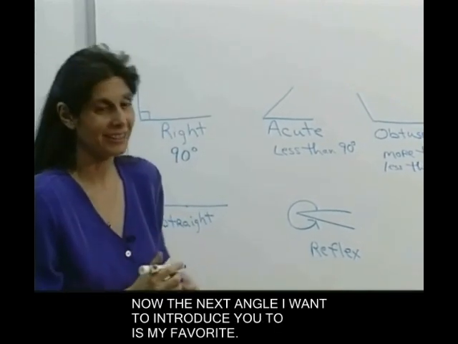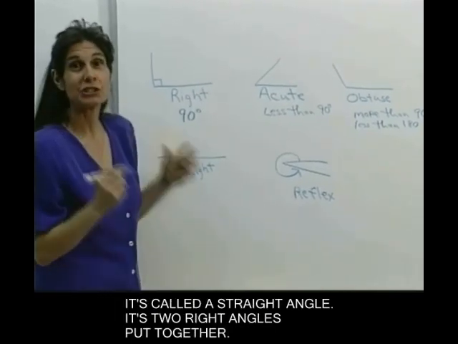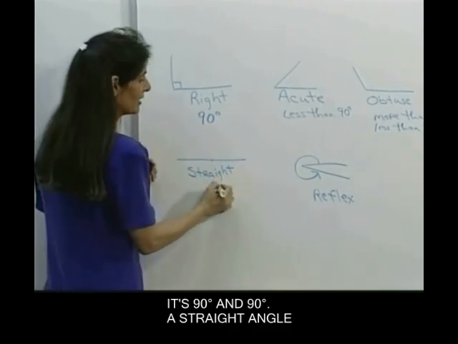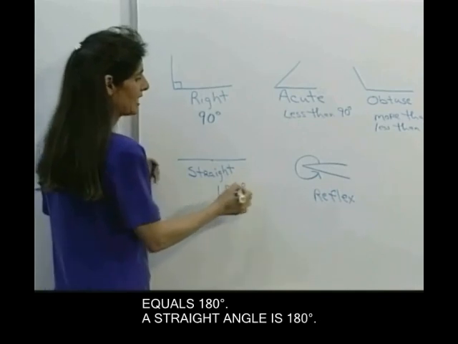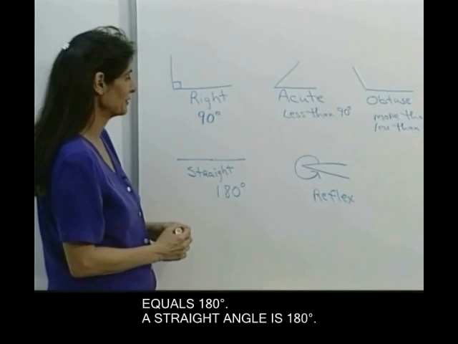Now the next angle I want to introduce you to is my favorite. It's called a straight angle. It's two right angles put together. It's 90 and 90. A straight angle equals 180 degrees. A straight angle is 180 degrees.